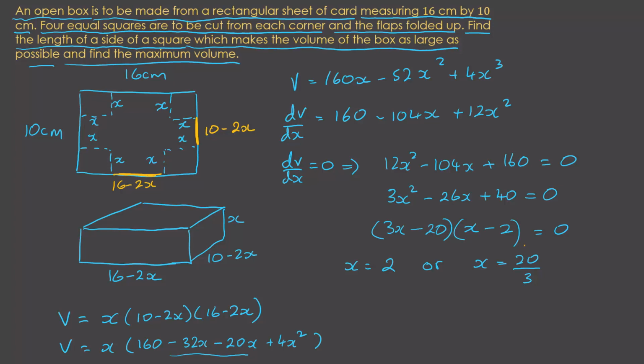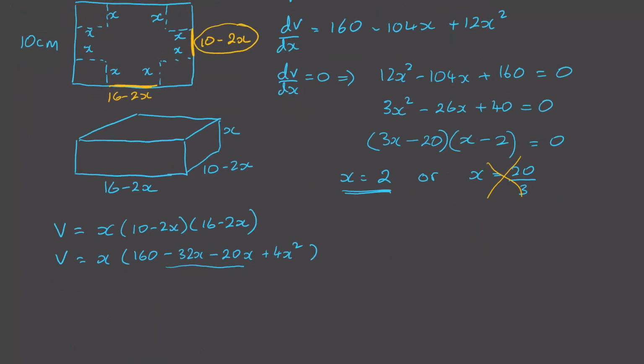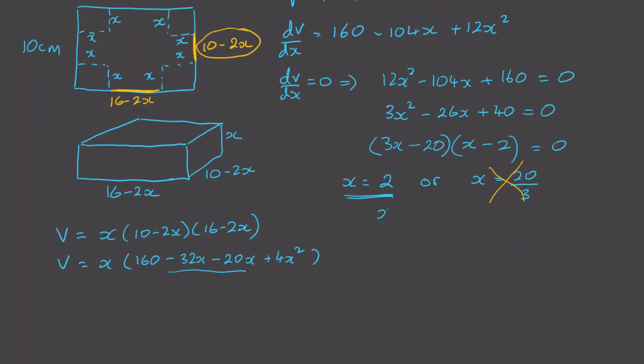This one is actually not possible. 20 divided by 3 is more than 6, and that means here we would end up with a negative length. So only the 2 can be a solution here. So we have that x is equal to 2 centimeters. That's the length of our flap.